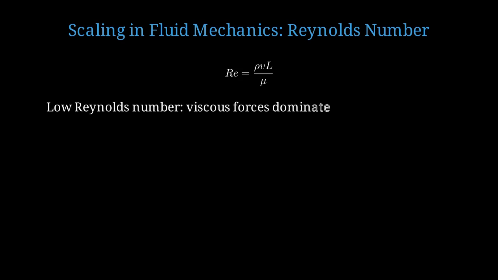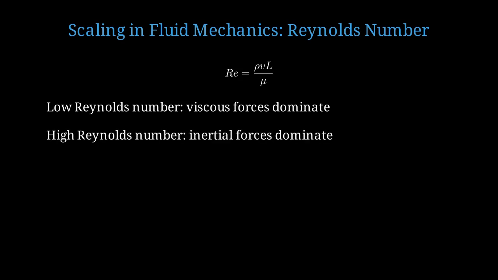In fluid mechanics, the Reynolds number determines whether flow is laminar or turbulent, and it's fundamentally a scaling parameter. The Reynolds number equals density times velocity times characteristic length divided by viscosity. At low Reynolds numbers, typically less than 2000, viscous forces dominate and flow is smooth and laminar. At high Reynolds numbers, inertial forces dominate and flow becomes turbulent and chaotic.